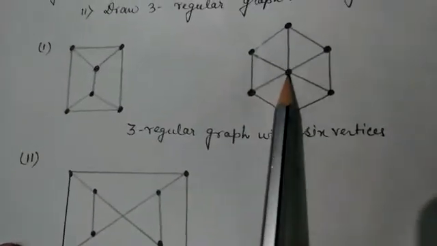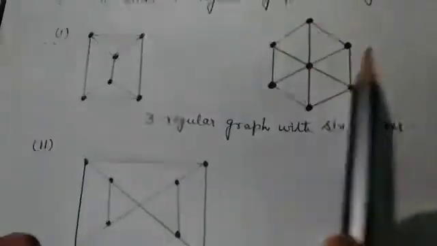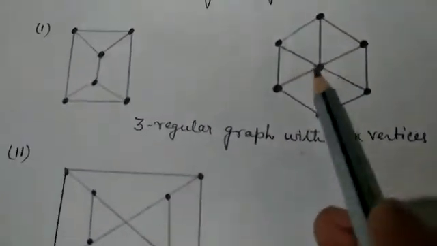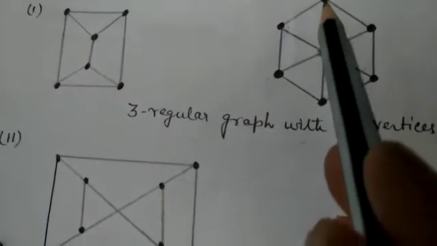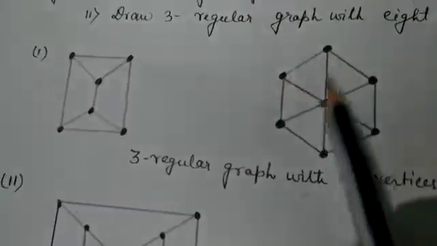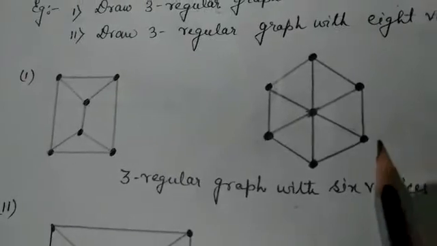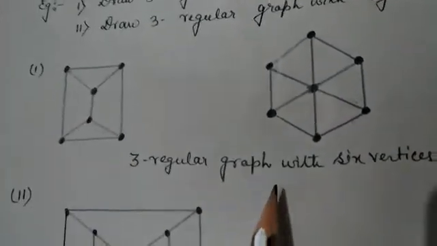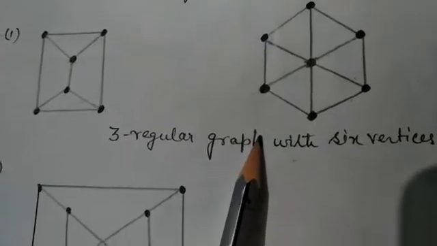Again, in this diagram also you can see that you have 1, 2, 3, 4, 5, 6 vertices. So you can see each vertex has degree 3. These two are examples of a 3 regular graph with 6 vertices.